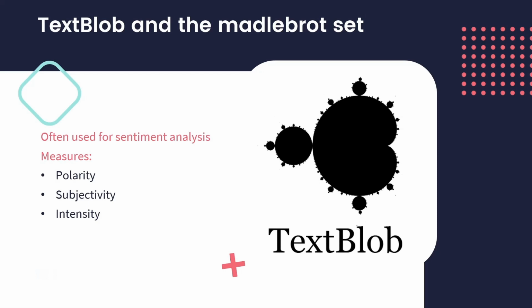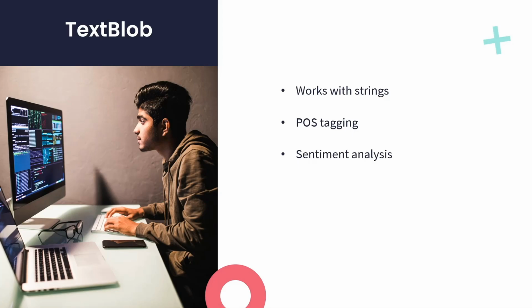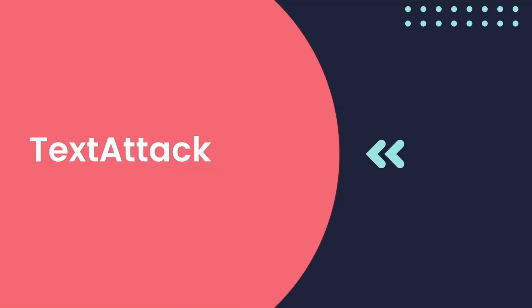TextBlob is particularly beneficial when it comes to sentiment analysis. TextBlob works with strings. In Python, objects are the strings. TextBlob is also adept with parts of speech tagging and sentiment analysis, as we mentioned before. Because of these properties, TextBlob is particularly well suited for finding interrelating facts. Cue the Mandelbrot animation. Interestingly, one of the properties of TextBlob is that it works better with unstructured data. This is like image and audio data.